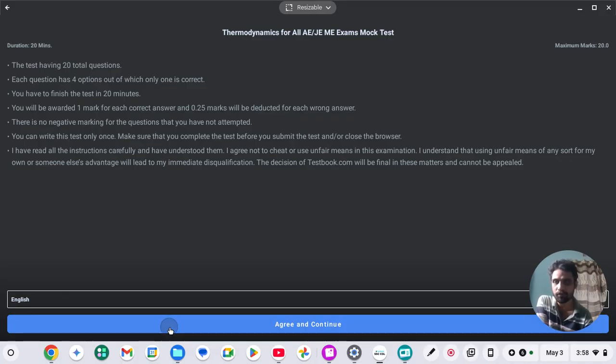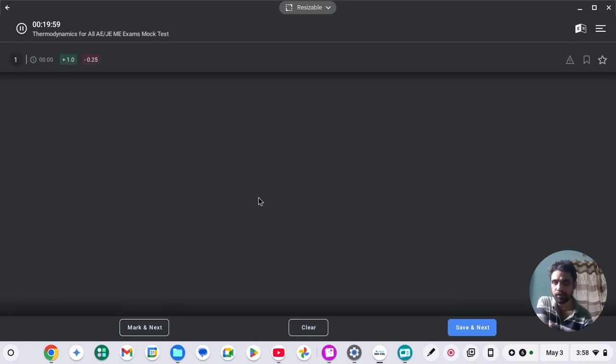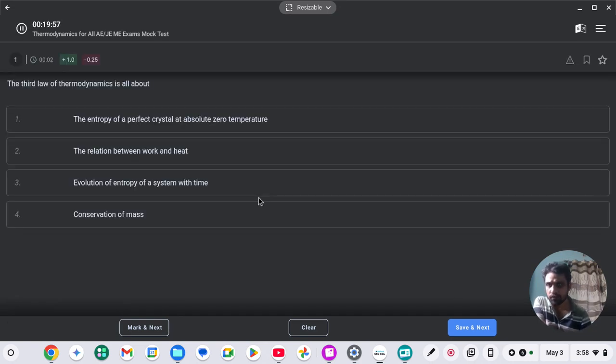Okay, so starting thermodynamics. The third law of thermodynamics deals with the entropy of a perfect crystal at absolute zero temperature being zero. Yes, it is right.